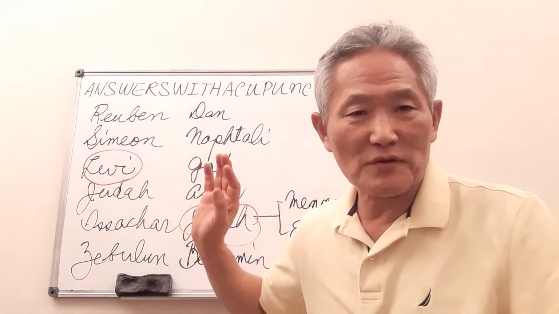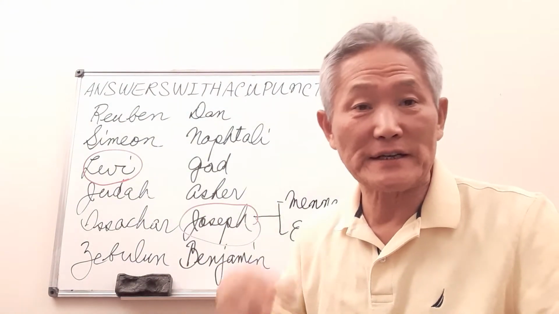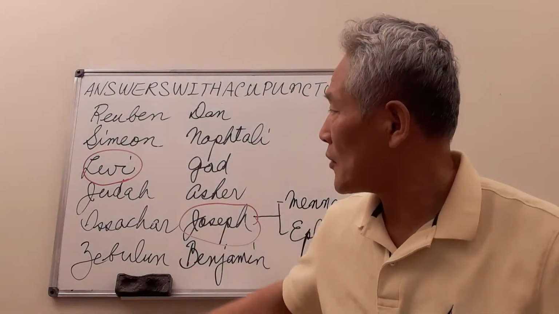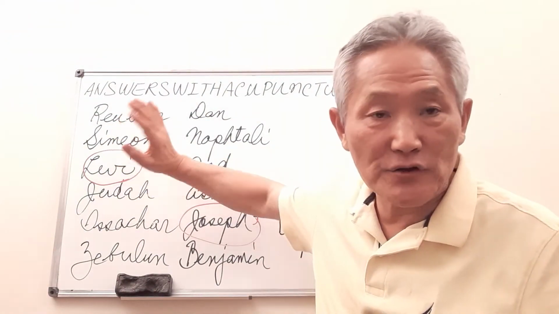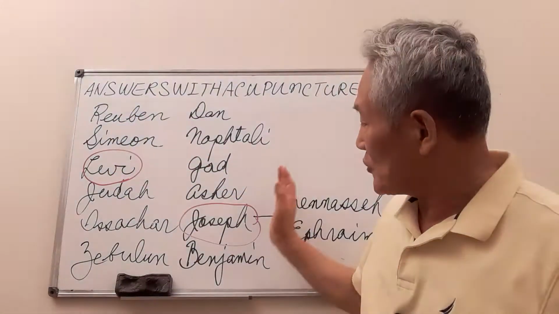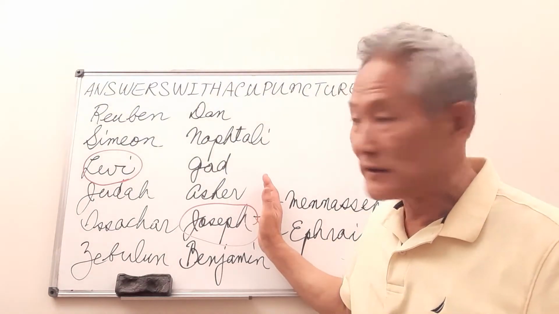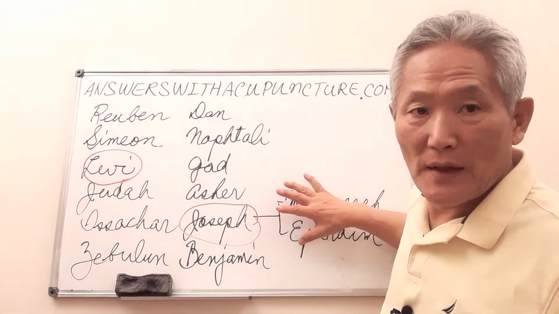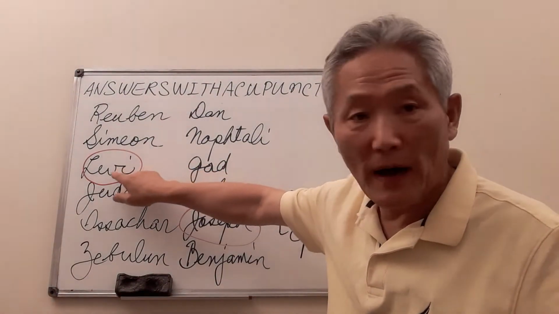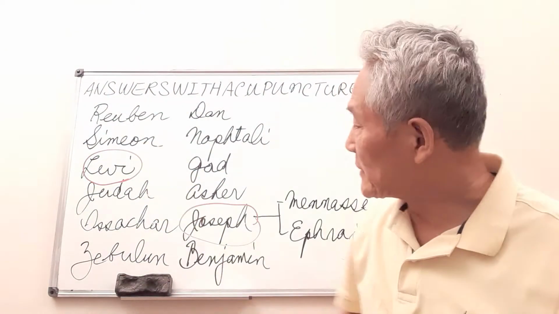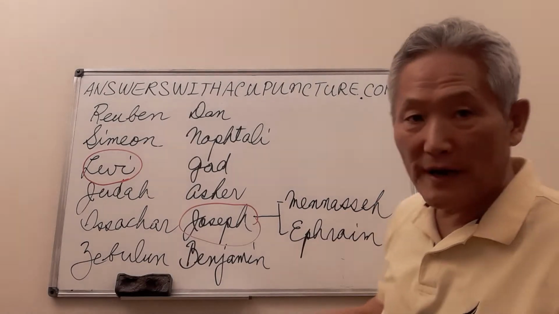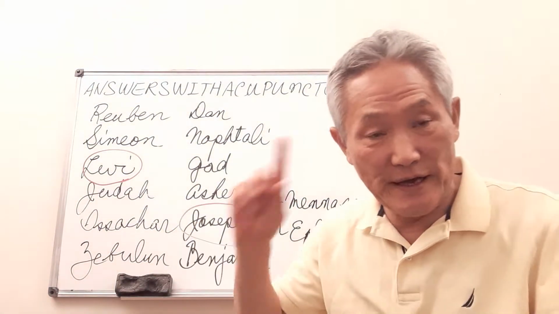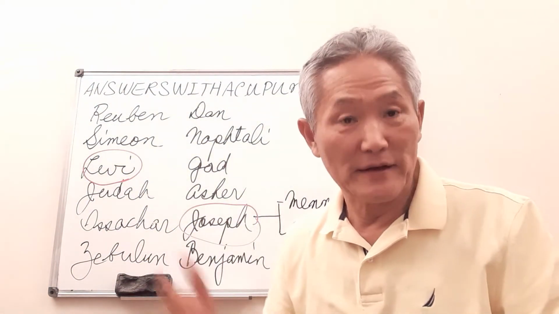Now, what confuses us is very simple. When they use the Levi tribe, then Joseph is used, not this one. But when Levi is not used, then Manasseh and Ephraim are included in the 12 tribes.